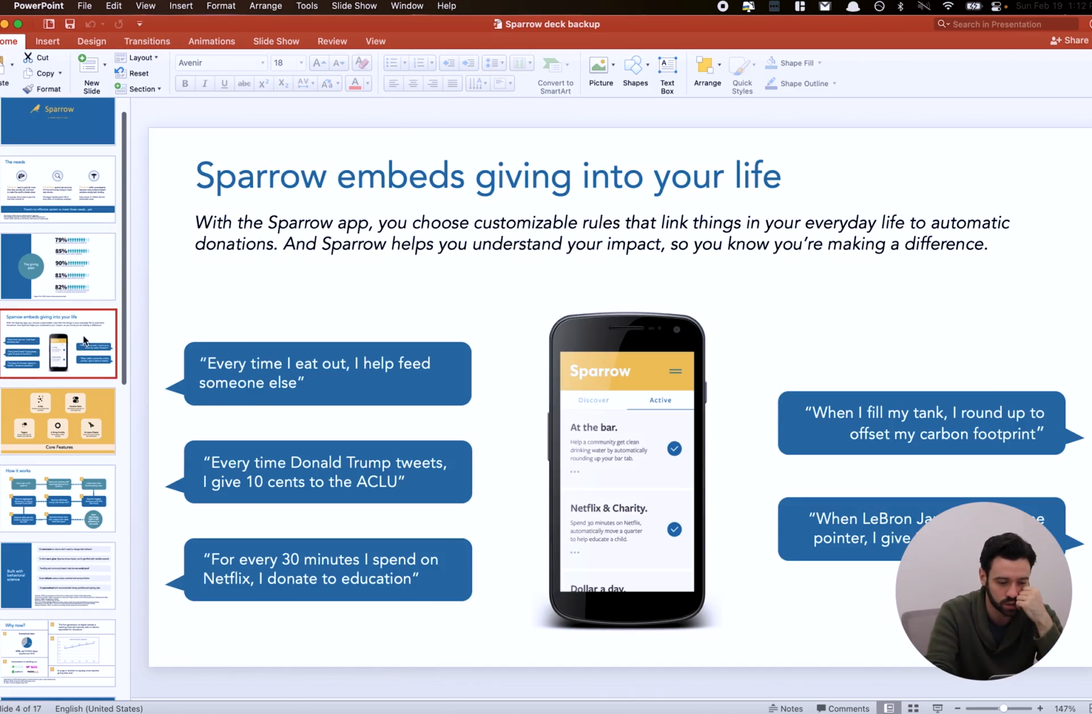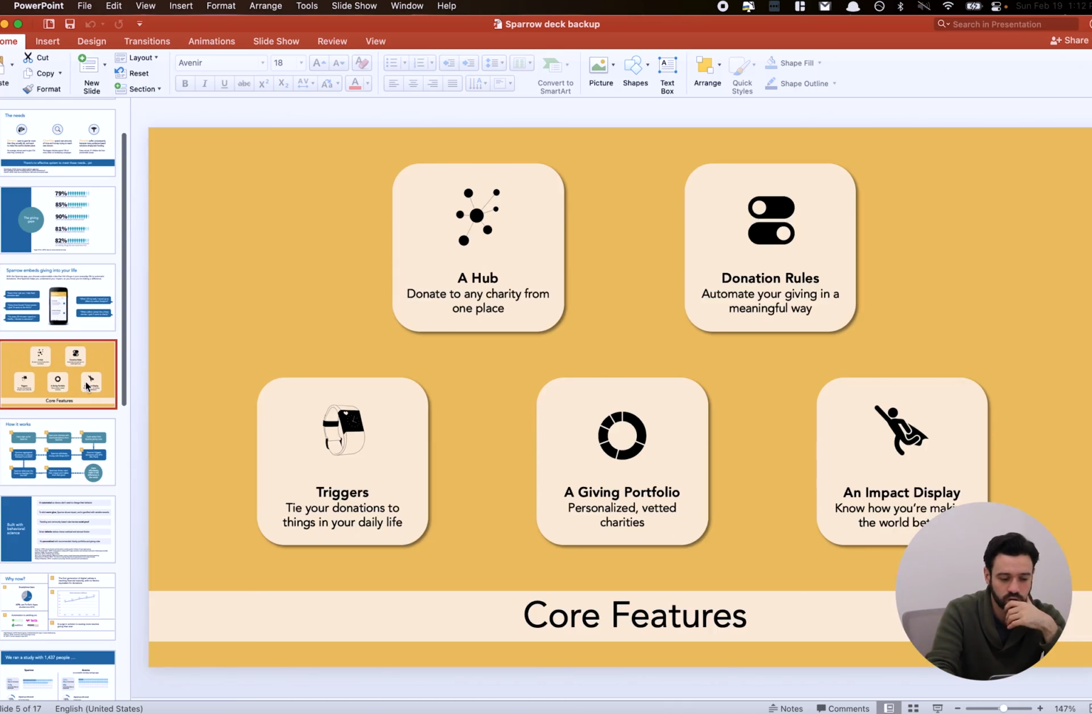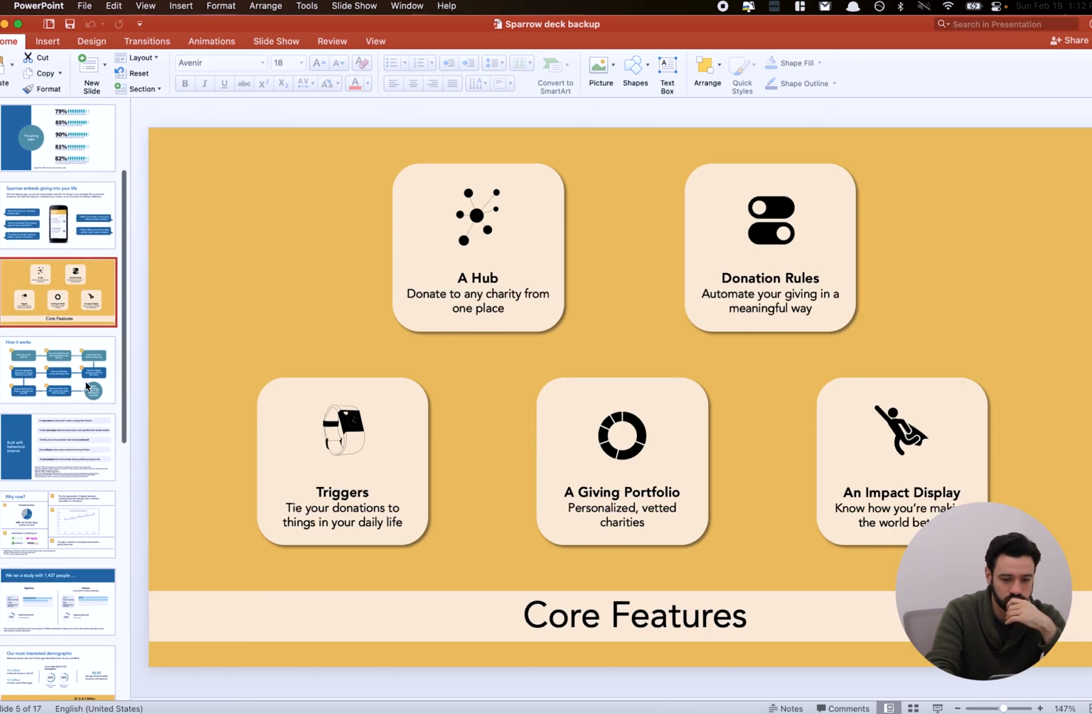Again, under the product slide here, we're giving the examples to make it really, really concrete, because we found that was the moment where people always react. And then you get a little bit into the product here and how it works.